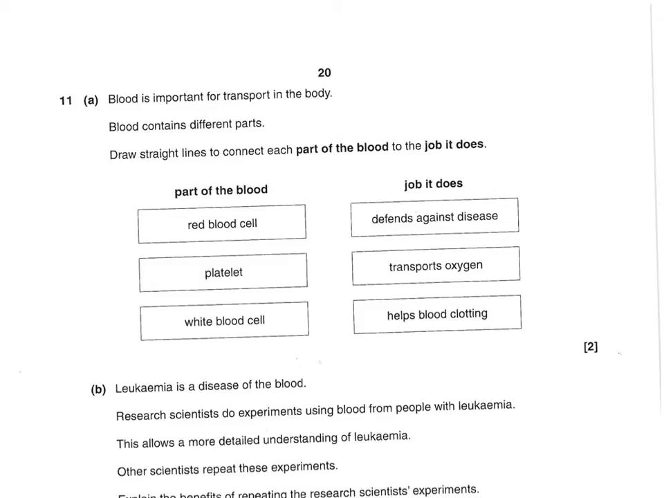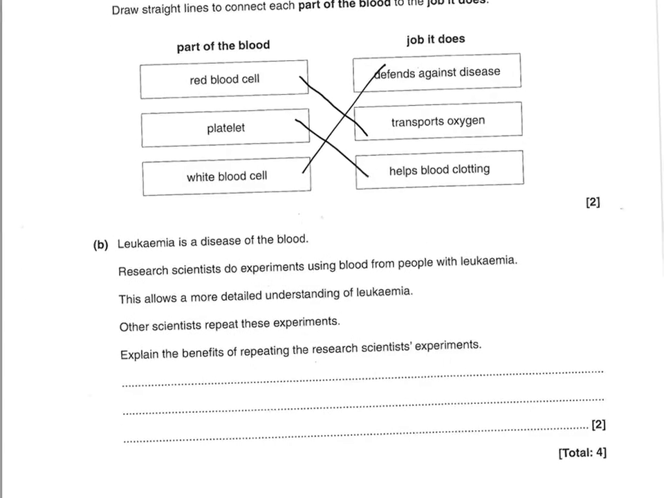Next question says, blood is important for transport in the body. Blood contains different parts. Draw straight lines to connect each part of the blood to the job it does. They don't need to be straight, they just need to connect the right boxes to the correct ones on the sides. So, first thing, the red blood cell, that transports oxygen, see there to there. Platelet helps with blood clotting, and the white blood cell defends against disease. Now, if you got all of them right, that's 2 marks, and if you got 1 or 2 of them right, then you just get 1 mark.